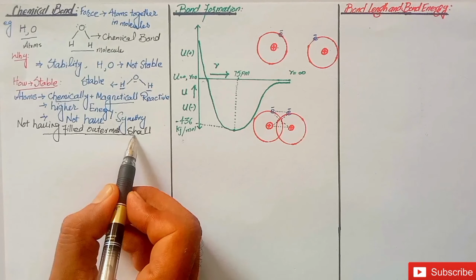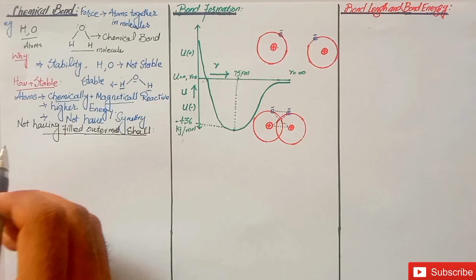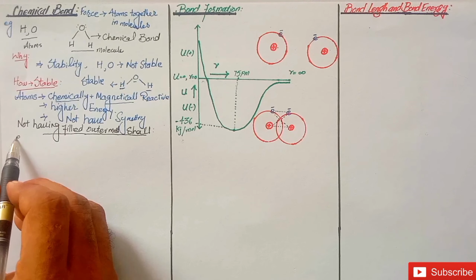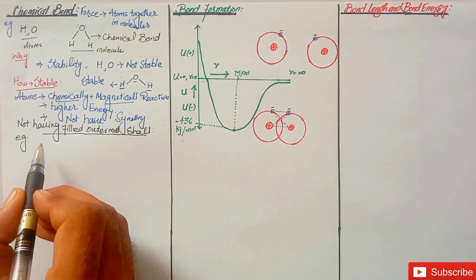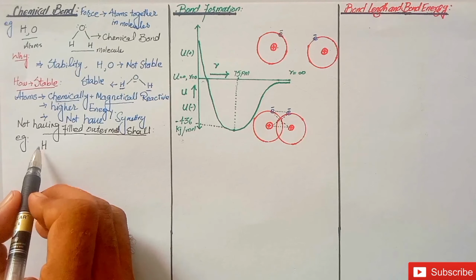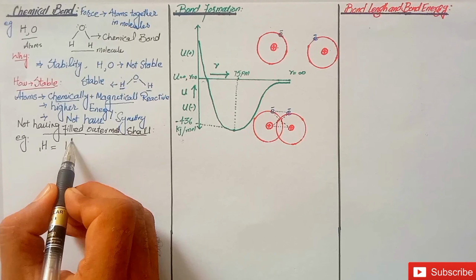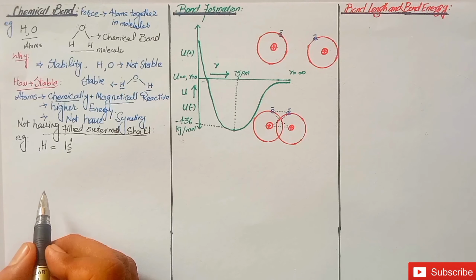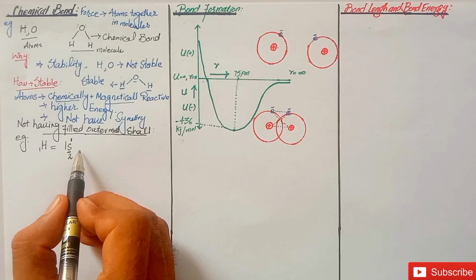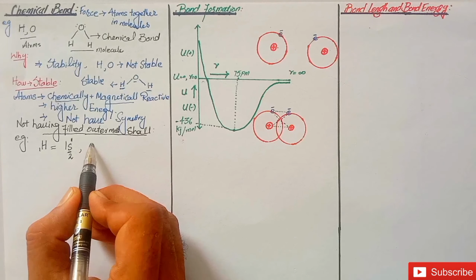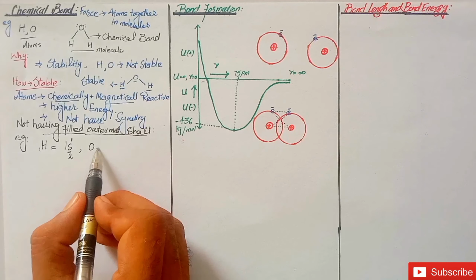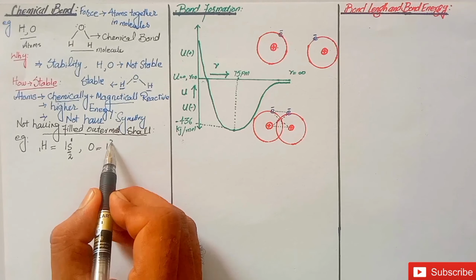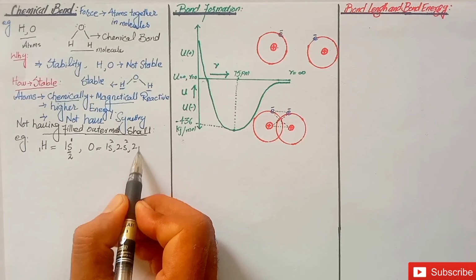For example, the hydrogen atom has electronic configuration 1s1. This has one electron in subshell s or in the first shell. There can be a maximum of 2 electrons, so this has a deficiency of 1 electron. And the oxygen atom has electronic configuration 1s2, 2s2 and 2p4. Here the p subshell has a maximum of 6 electrons, so this has a deficiency of 2 electrons.